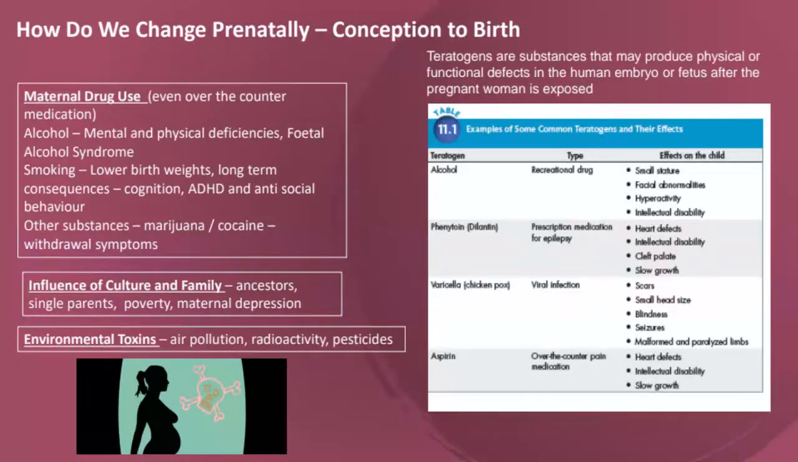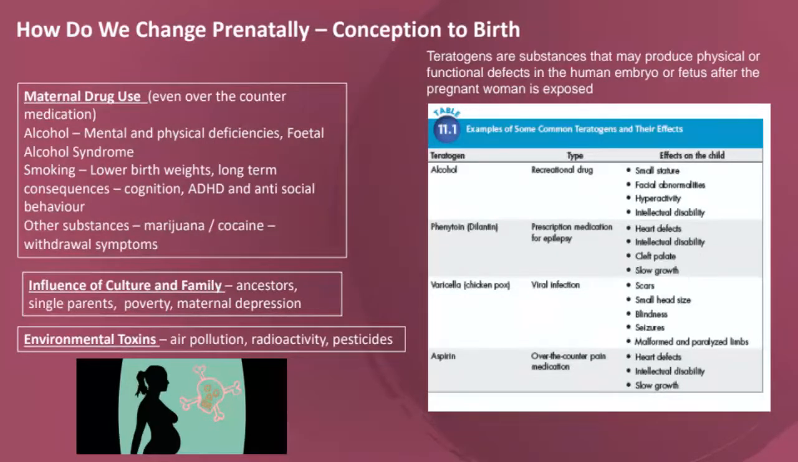Smoking during pregnancy can lead to low birth weights, long-term consequences, especially in cognition, how the children develop cognitively, ADHD, and antisocial behavior. So these are all things that can be prevented by taking care of the maternal well-being of the mother. Other drug uses, marijuana and cocaine, children can be born, and if the mother is a habitual drug user, they can actually be born with a dependency on those drugs and even go through withdrawal during those first few weeks of their lives. So very much important that the mother is not engaging in any kind of these drugs.